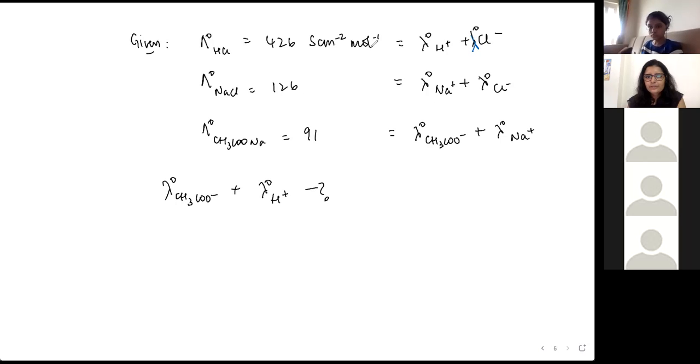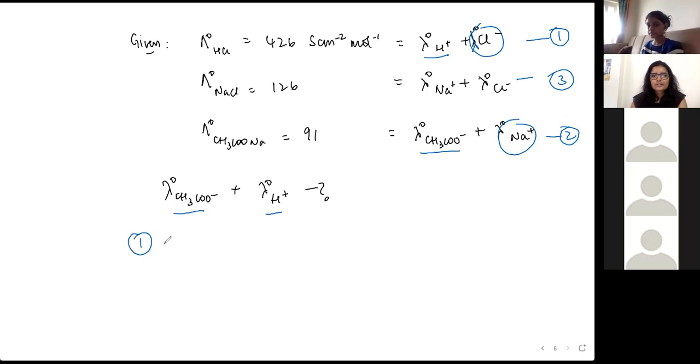Another way: if you add these two, we need CH3COO minus and H plus. This has CH3COO minus, this has H plus, and then we get a Cl minus and a Na plus extra, so we need to subtract that. If we call these equation 1, equation 2, equation 3, then equation 1 plus equation 2 minus equation 3, the middle equation, gets rid of Na plus and Cl minus, which we don't need. You'll end up with CH3COO minus and H plus. So that would be 426 plus 91 minus 126. Whatever value you get here is your answer.